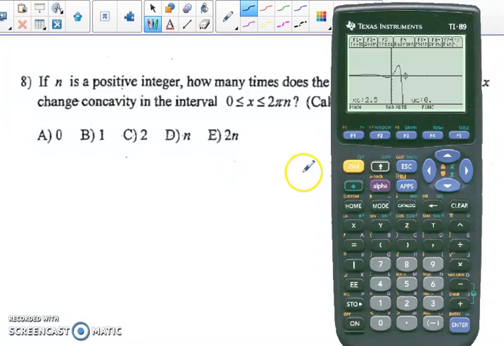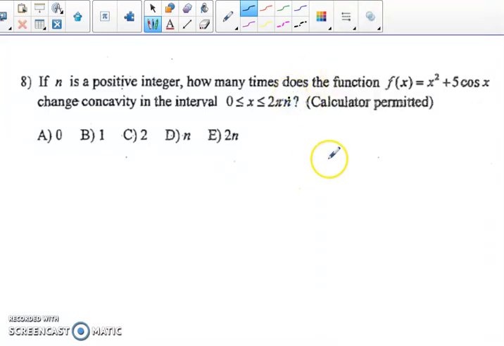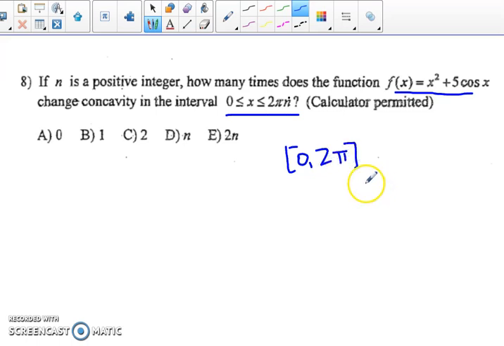All right, we're going to use the calculator again for this problem. This problem gives us a function f and says how many times does it change concavity in the interval from 0 to 2 pi n. So what we're going to do is just look at the interval from 0 to 2 pi and count how many times concavity is changed on this interval. Then we can multiply that number by n.